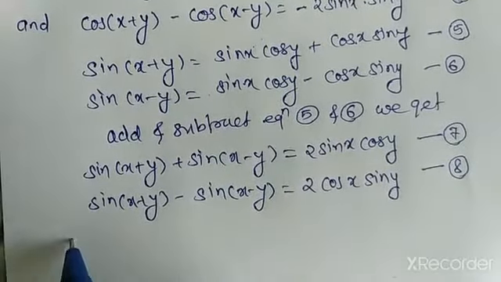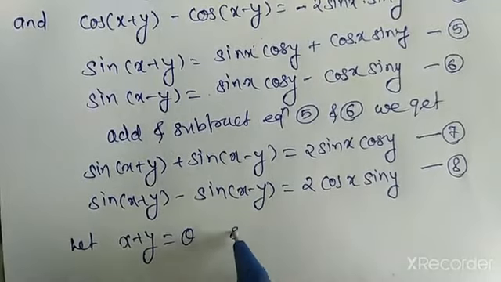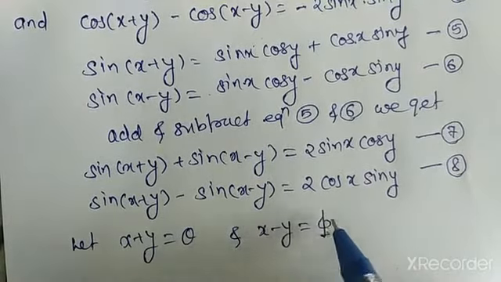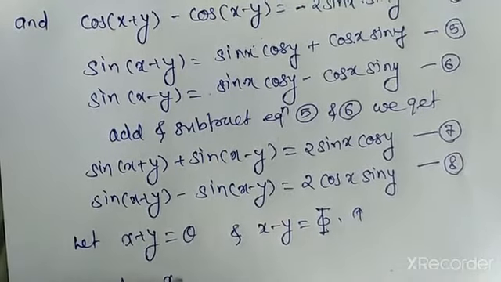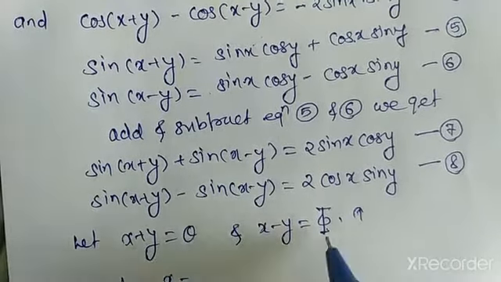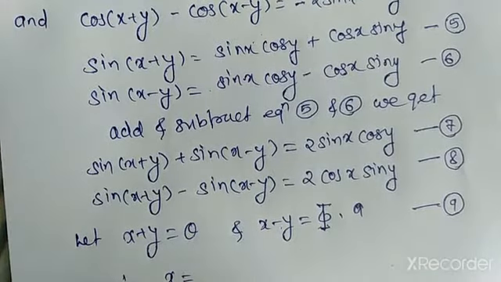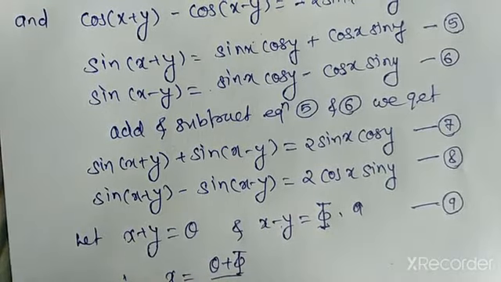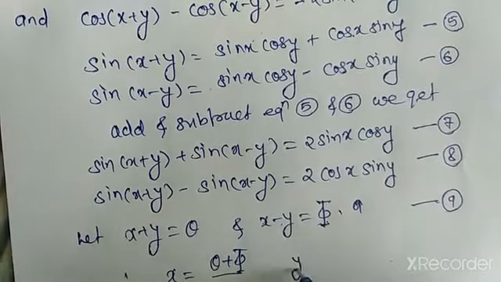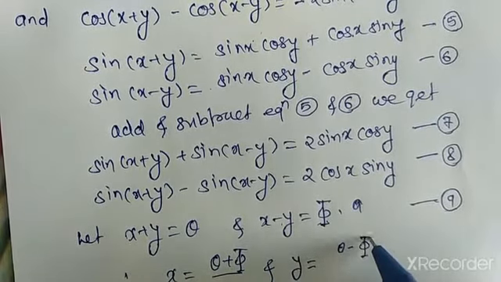Next, let x plus y be equal to theta and x minus y be equal to phi. Therefore, from these two equations, write them as equation 9, we can find x is equal to (theta plus phi) upon 2, and y is equal to (theta minus phi) upon 2.